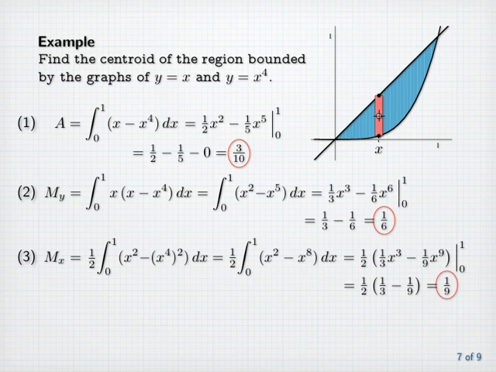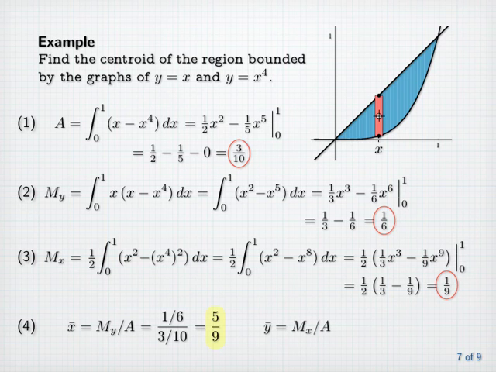So now we're ready to calculate x bar and y bar. X bar is the moment about the y-axis divided by the area. That's 1/6 divided by 3/10, which equals 10 divided by 18, or 5/9. Y bar is the moment about the x-axis divided by the area. That's 1/9 divided by 3/10, which is 10 divided by 27. So the centroid of our region is the point 5/9, 10/27.